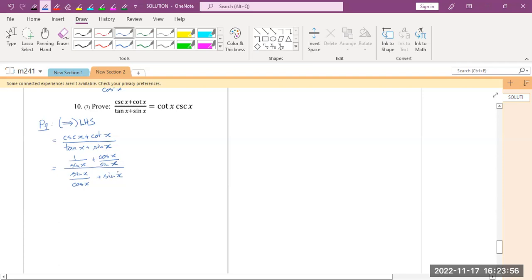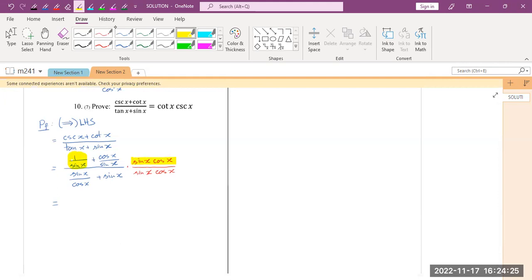Now the LCD is sine x cosine x. So on the top, I multiply by sine x cosine x. The bottom also multiply by sine x cosine x. So we basically multiply by 1, right? Which should not change the value. Now then, on the top left, 1 over sine x multiplied by sine x cosine x will give us cosine x, right? The sine x cancel.